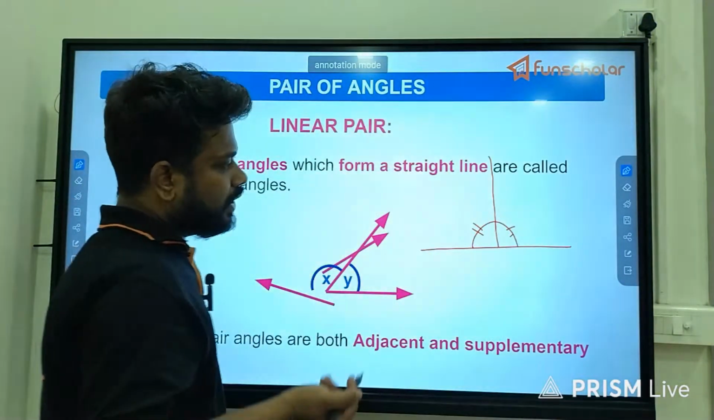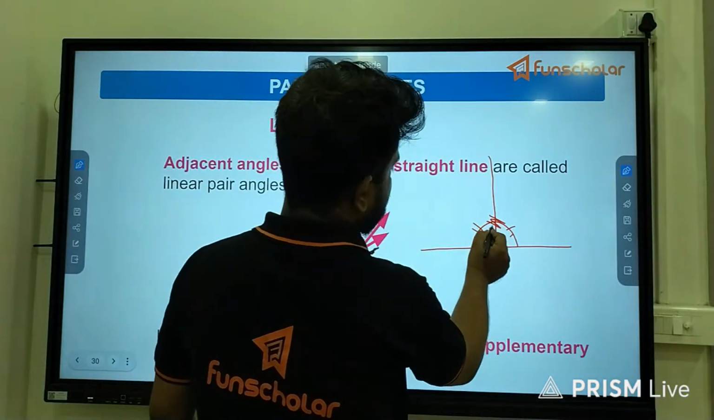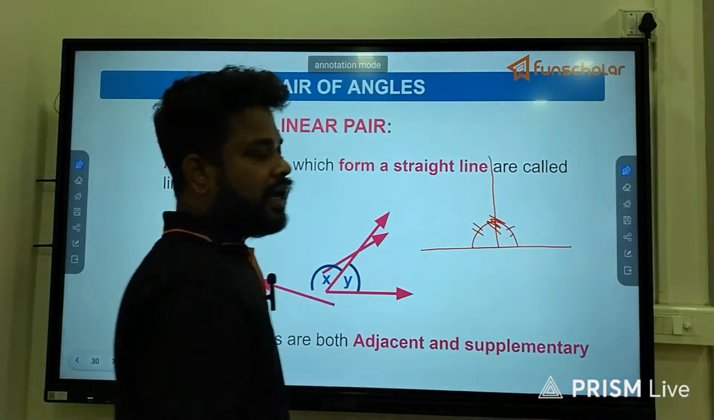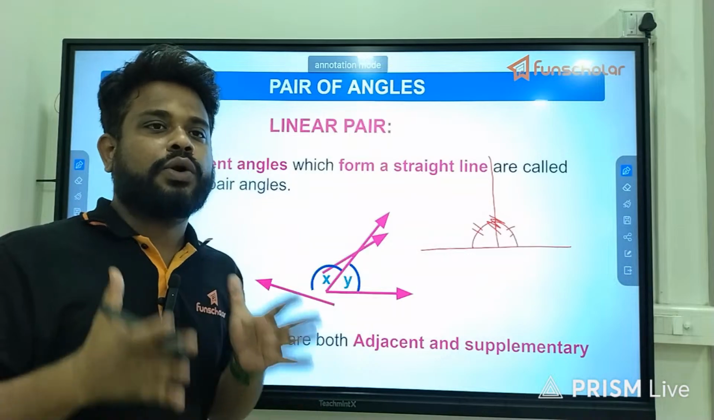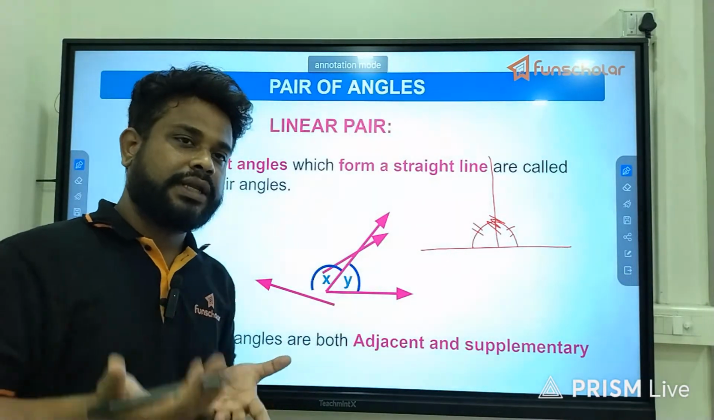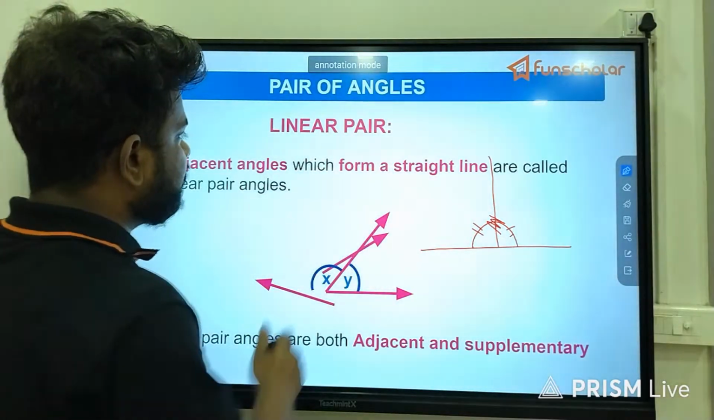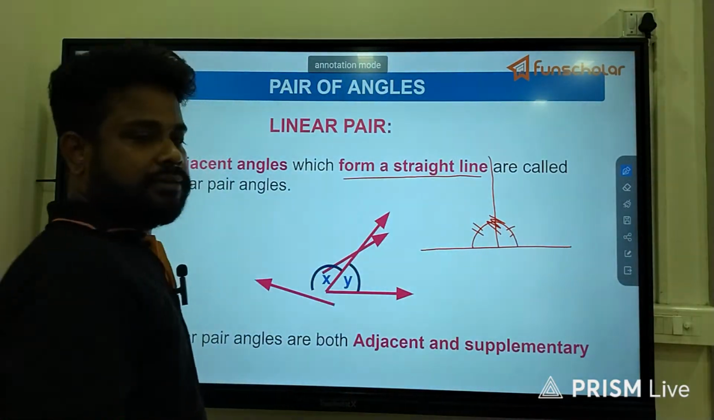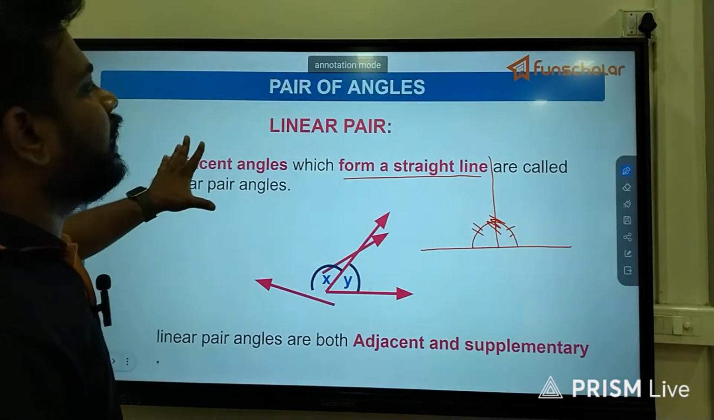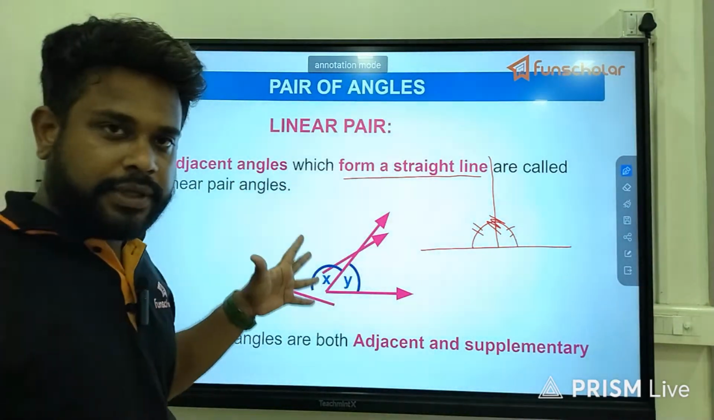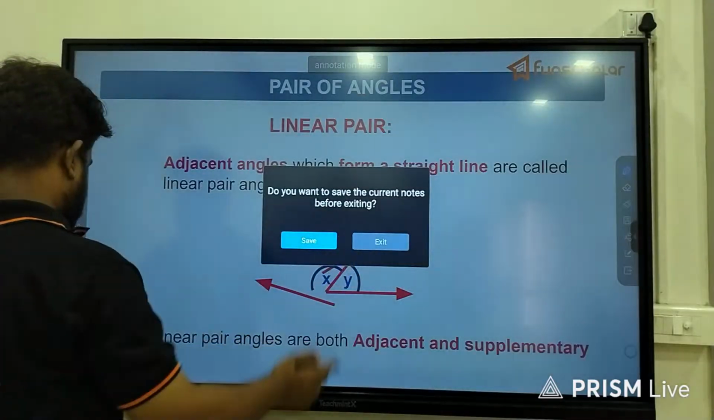So why are we calling this adjacent? Because they are in the same plane, on the same line. That's why we call them adjacent angles, and they form a straight line. Together they are called a linear pair. Okay, next.